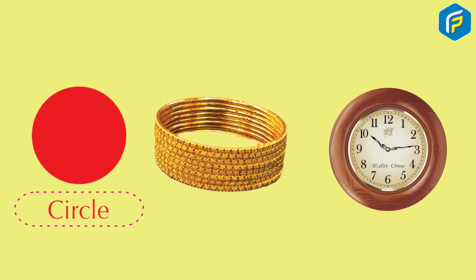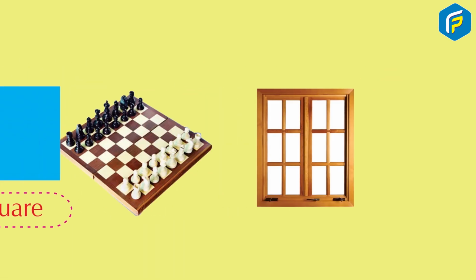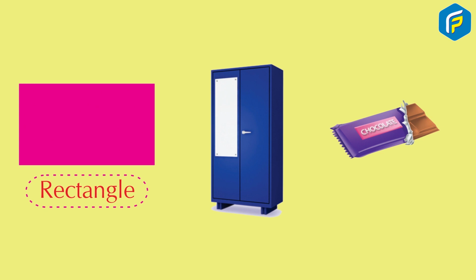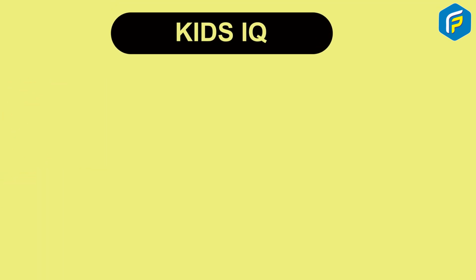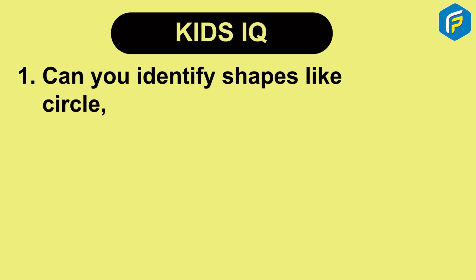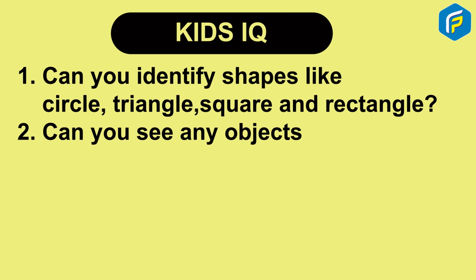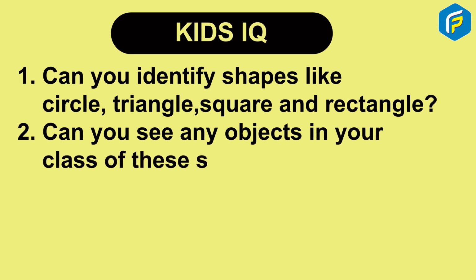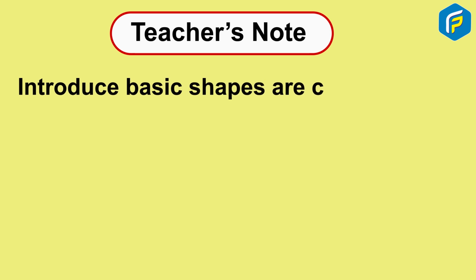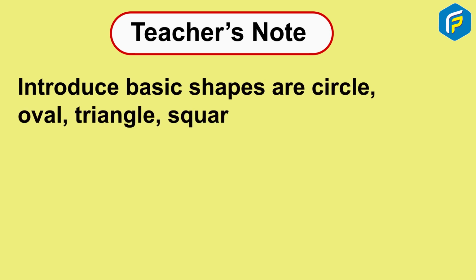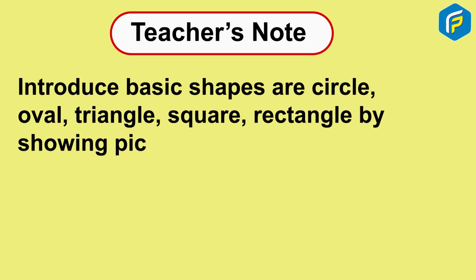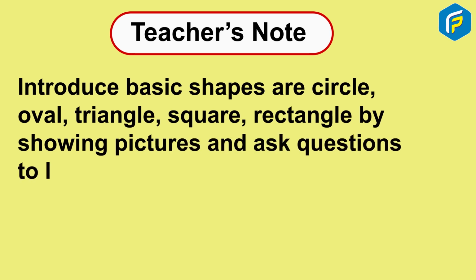Chapter 11. Shapes. Circle, triangle, square, rectangle, oval. Kids IQ. 1. Can you identify shapes like circle, triangle, square and rectangle? 2. Can you see any object in your class of these shapes? Teacher's note: introduce basic shapes, circle, oval, triangle, square, rectangle, by showing pictures and ask questions to let them identify shapes.